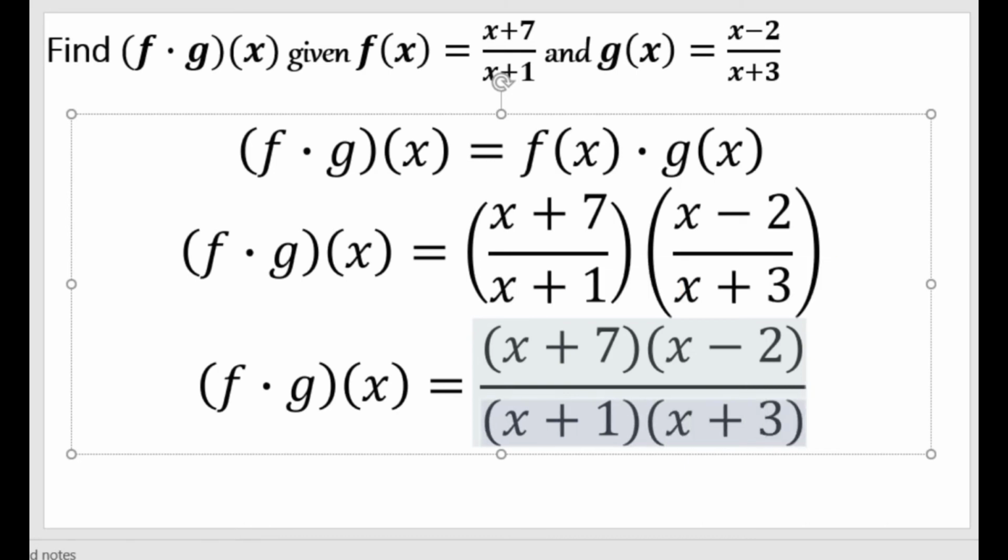You're going to notice that if we're going to multiply two expressions that are fractions, we are just going to multiply numerator by numerator and denominator by denominator. Or we multiplied the numerator of f of x to the numerator of g of x, and then we multiplied the denominator of f of x to the denominator of g of x.